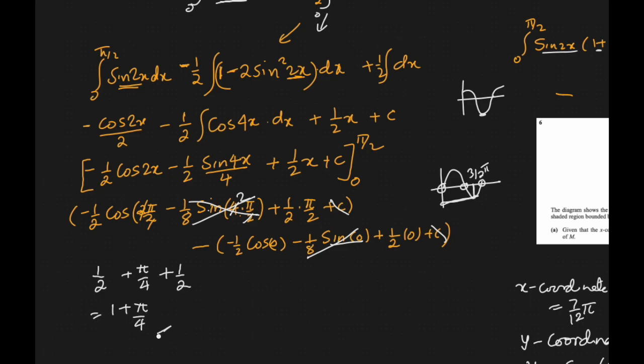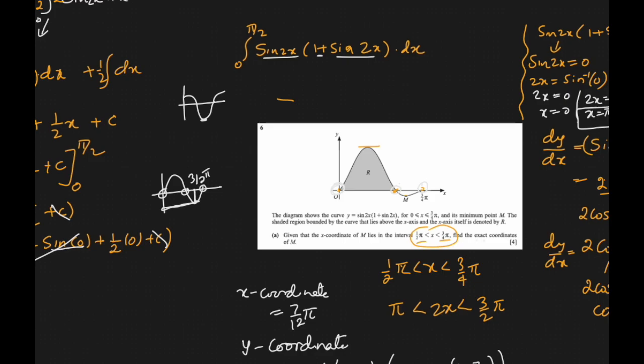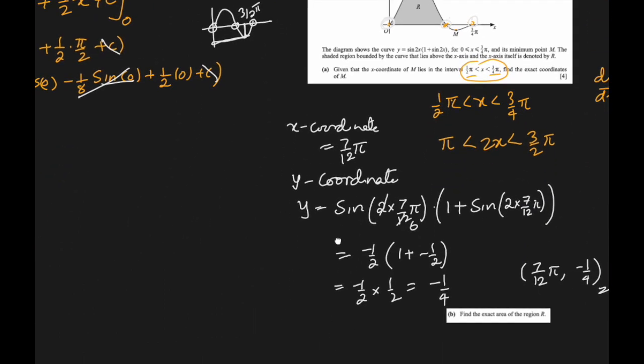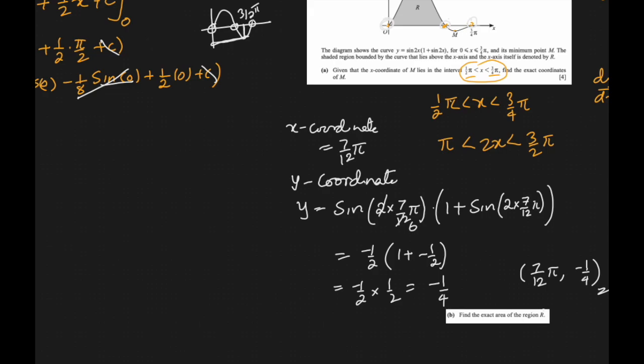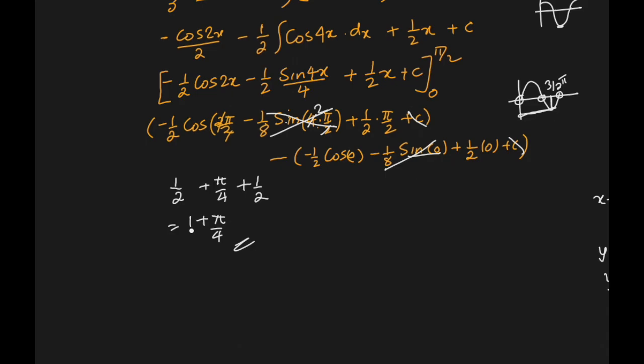And this is the exact area of the region R, because they said what? Find the exact, not this one, sorry, this one, no, this one. Find the exact area of region R. And this is the area of region R, 1 plus pi over 4.